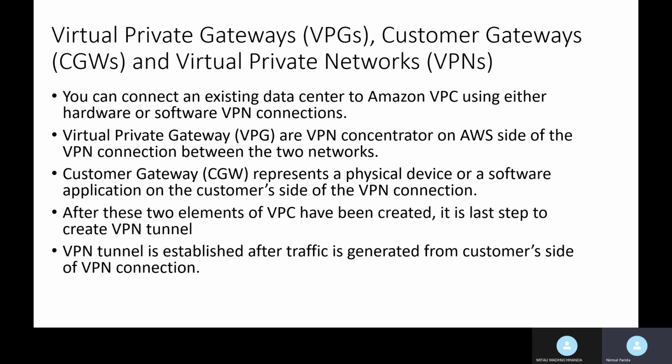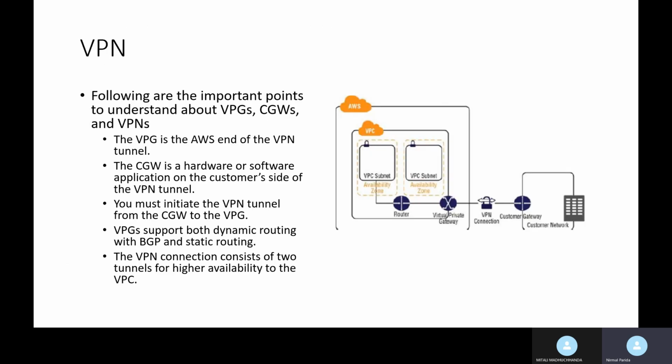These two components need to be created, maybe as hardware, maybe as some software solution. Once this is created, the last thing is we connect both gateways. After that, your virtual private gateway connection is established. The VPN tunnel is established after traffic is generated from the customer side of the VPN connection. So this is one example. Let me explain what the VPN is.